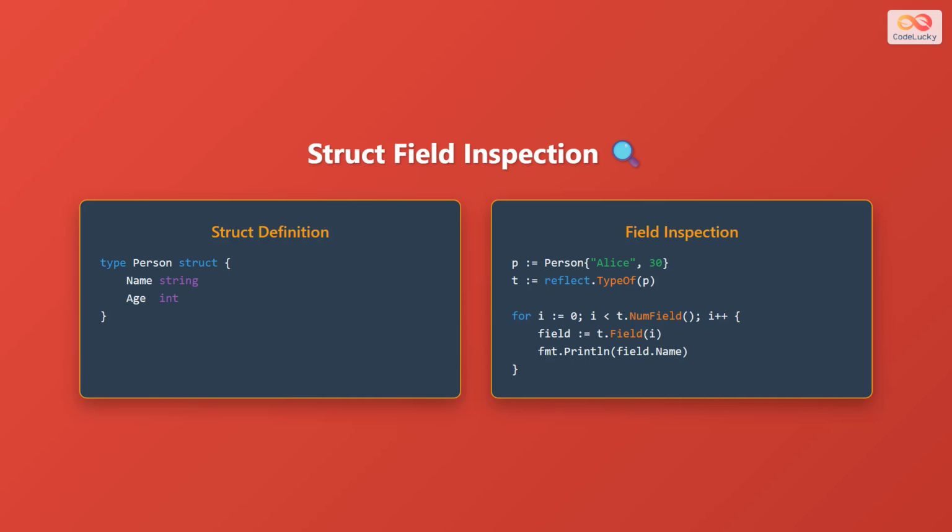Reflection is especially useful when working with structs. You can use it to inspect the fields of a struct at runtime. Here's how. First, let's define a Person struct with two fields, Name of type string and Age of type integer. To inspect the fields, we create an instance of the Person struct called p and assign it some values, Alice and 30. Then, we get the type of p using reflect.TypeOf(p) and store it in the variable t. Now, we can loop through the fields of the struct using a for loop. Inside the loop, we use t.Field(i) to get the ith field of the struct. Finally, we print the name of each field using field.Name.